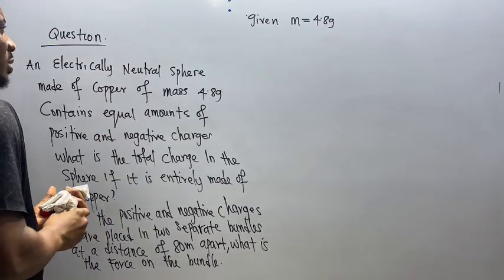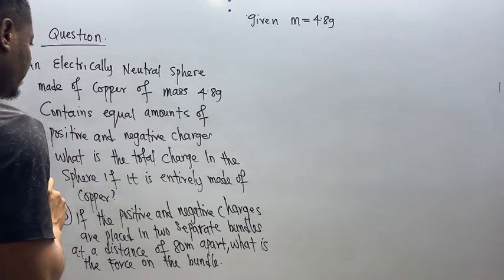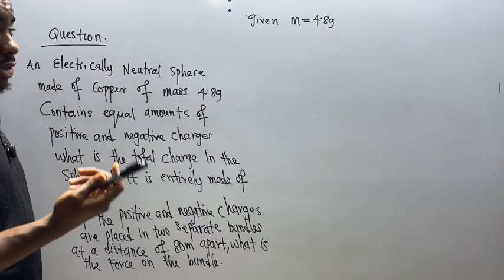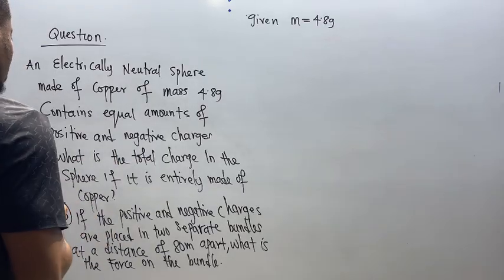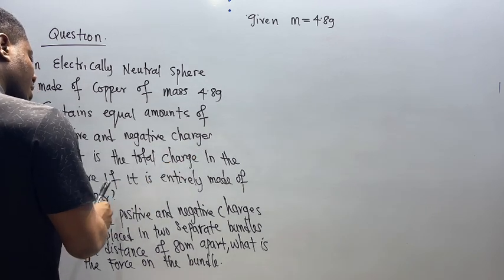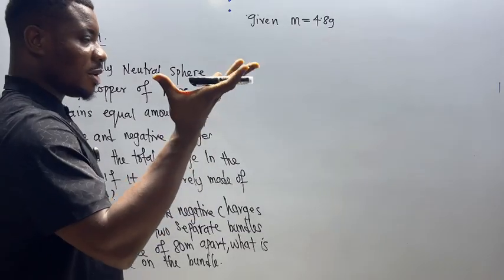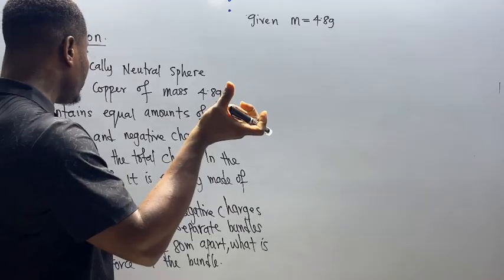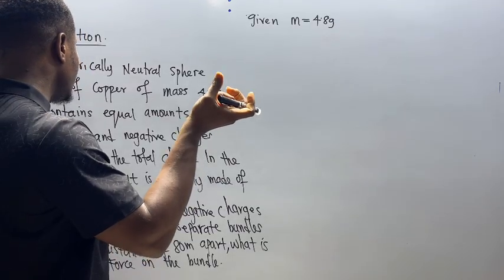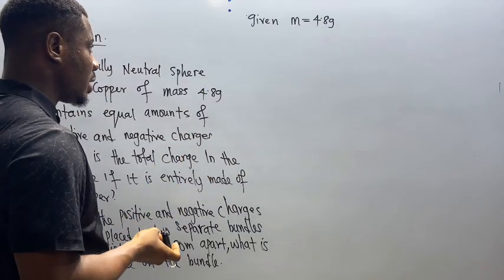So it means that the positive charge and the negative charge are equal, but the signs will be different. Now they ask: what is the total charge in the sphere if it is entirely made of copper? So we have a sphere made of copper, and it contains equal amounts of positive and negative charges.